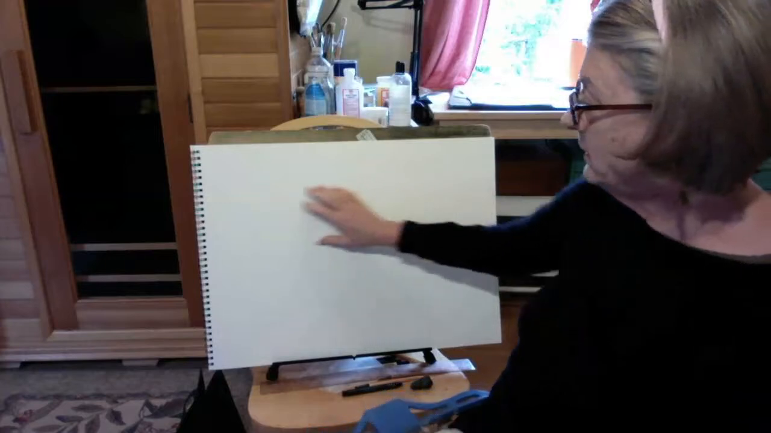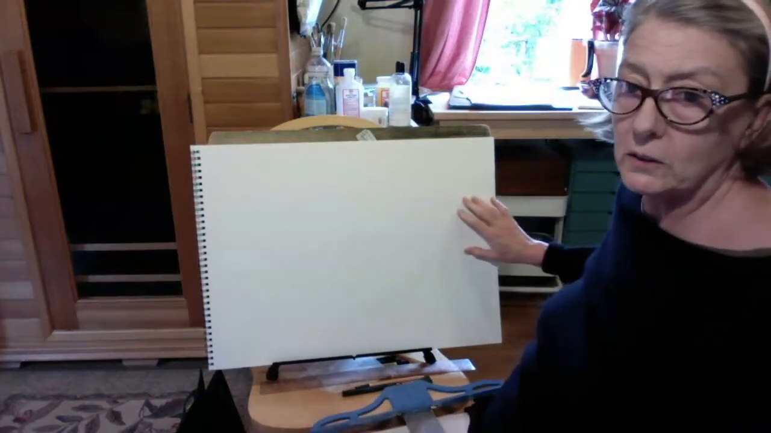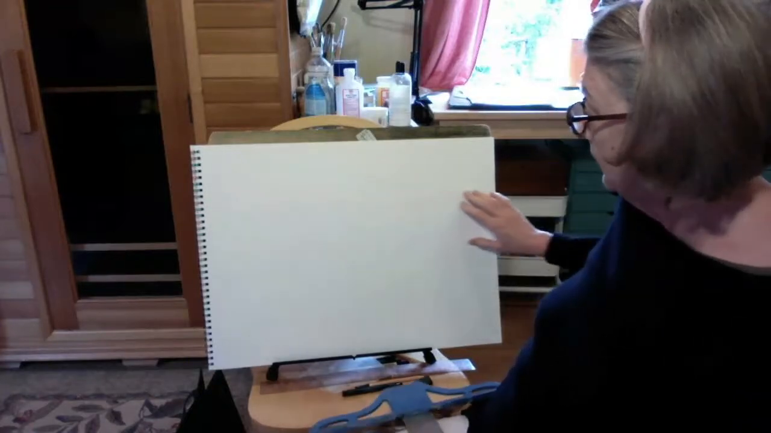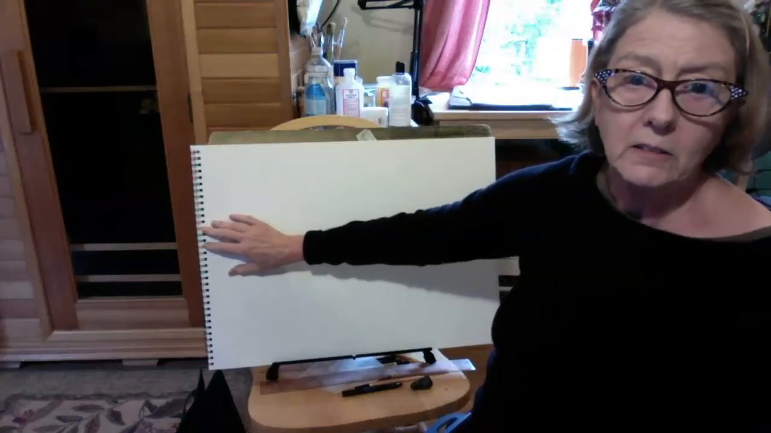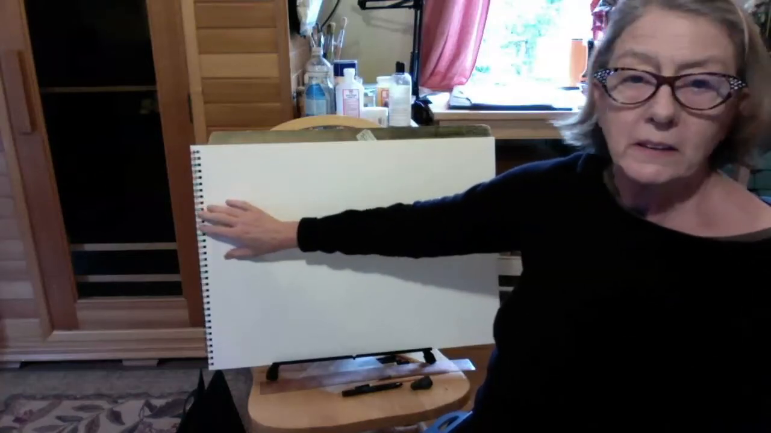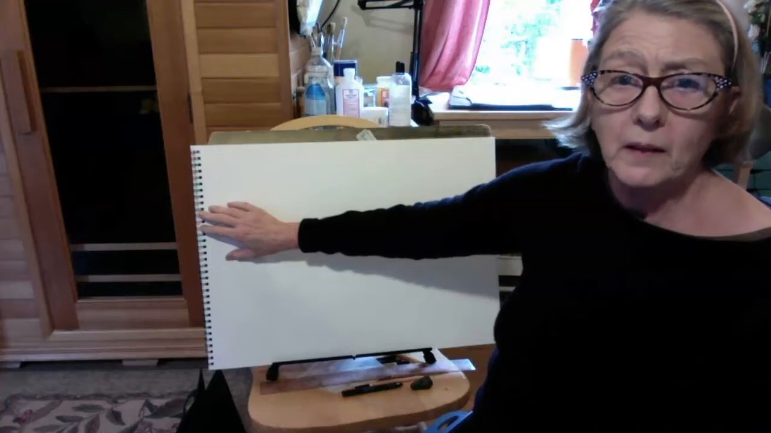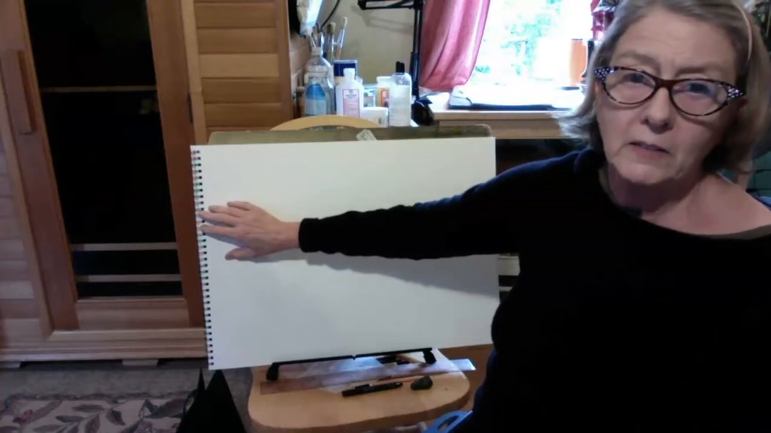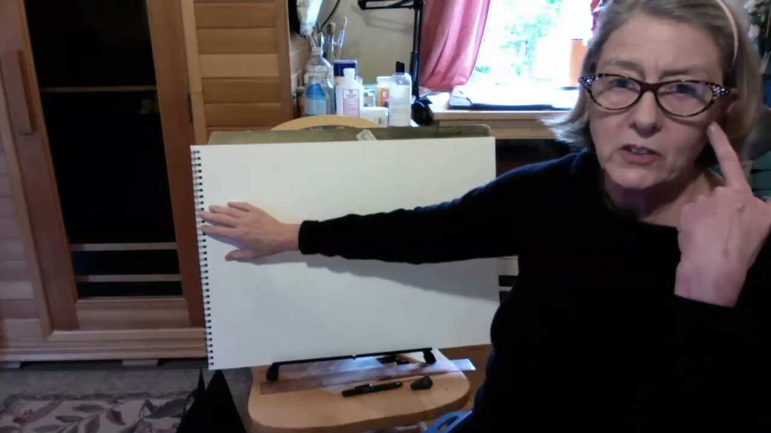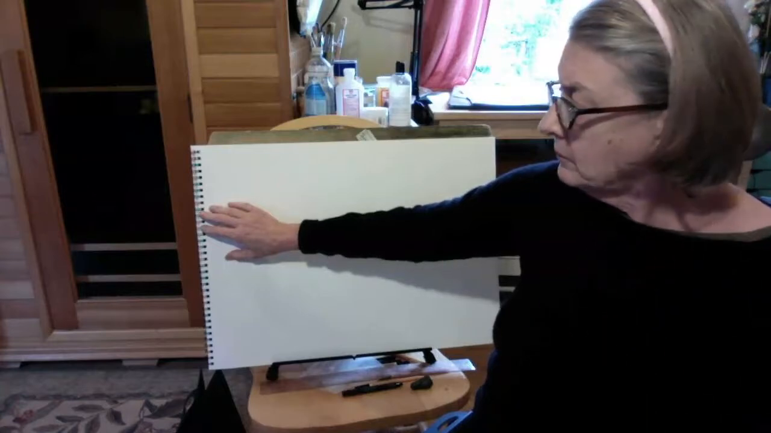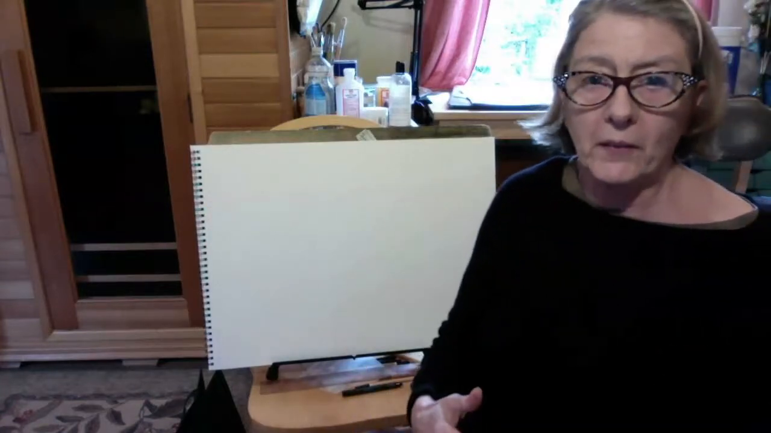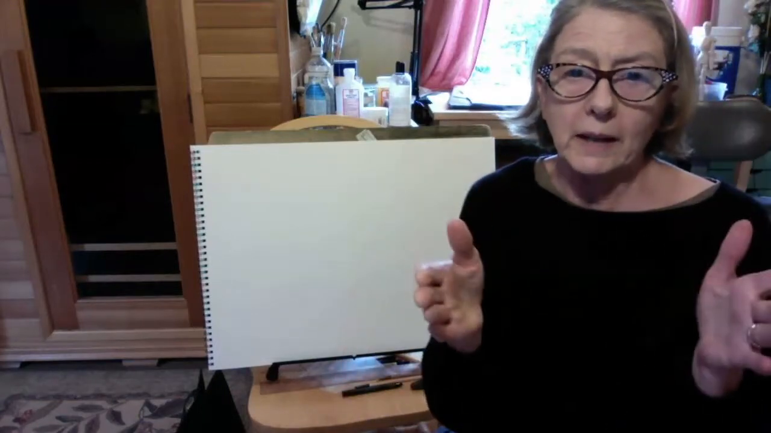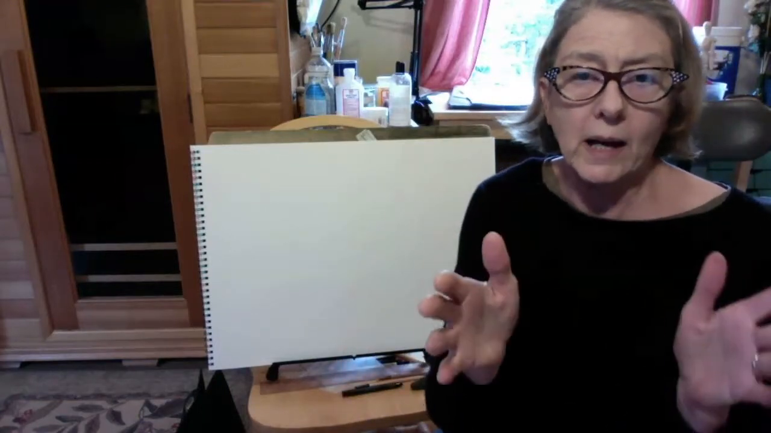So here's my piece of paper, and I've got it in horizontal or landscape mode. I'm going to be talking about something called the eye level line. The eye level line is basically the same as the horizon line, but we call it the eye level line because it really has to do with our eyes. So before I actually draw an eye level line, I want to explain a little bit about it. So if you were at the beach, let's just pretend you're at the beach.